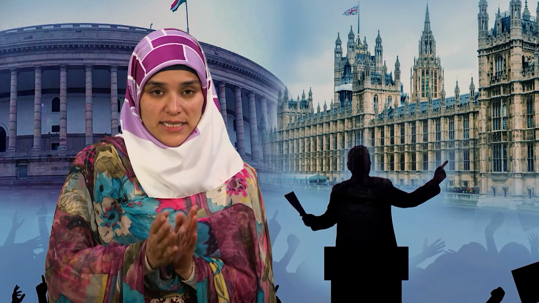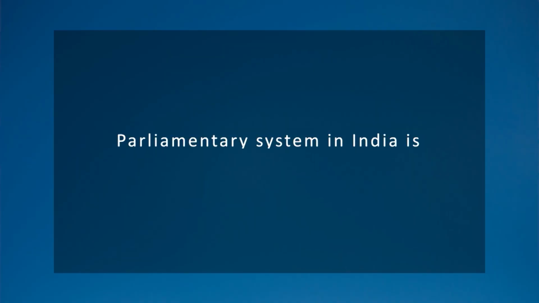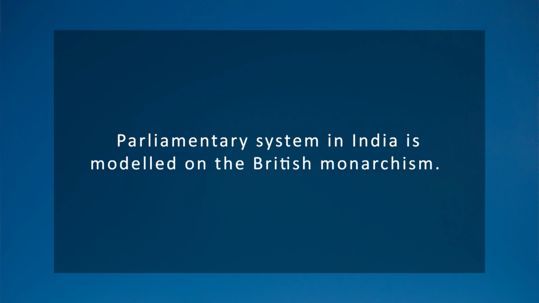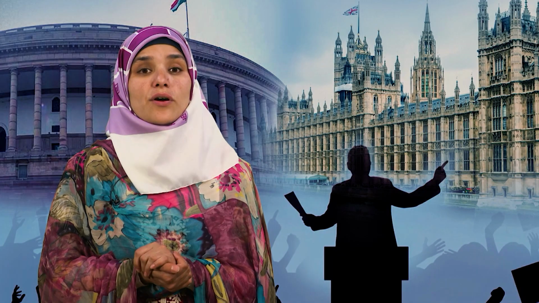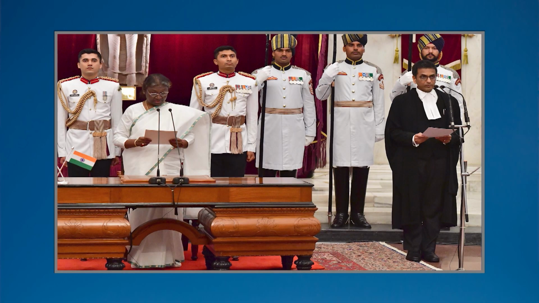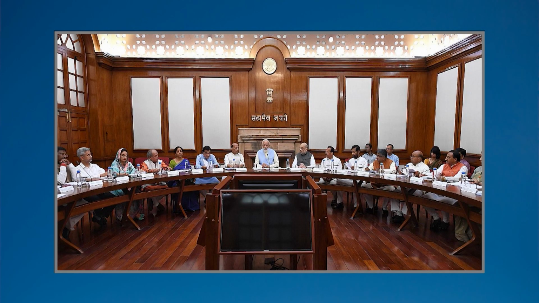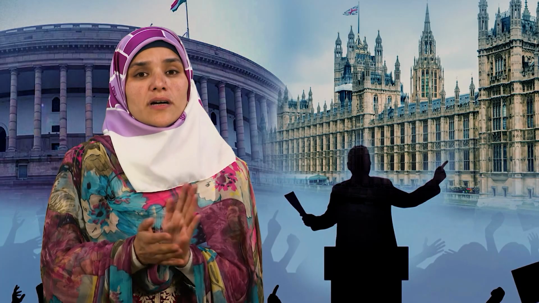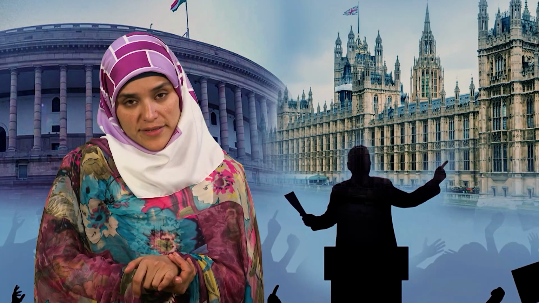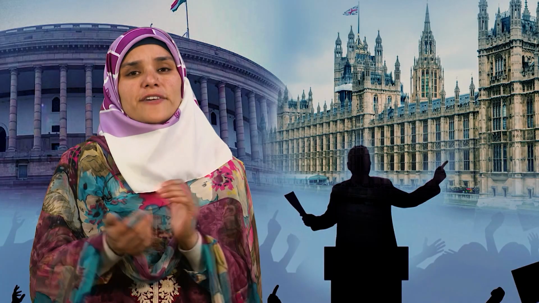The parliamentary system in India is modeled on the British monarchy. The position of the Indian president as head of the state is nominal and ceremonial. The Prime Minister is the head of government. He appoints a council of ministers to a term determined in the constitution, which is usually 5 years.